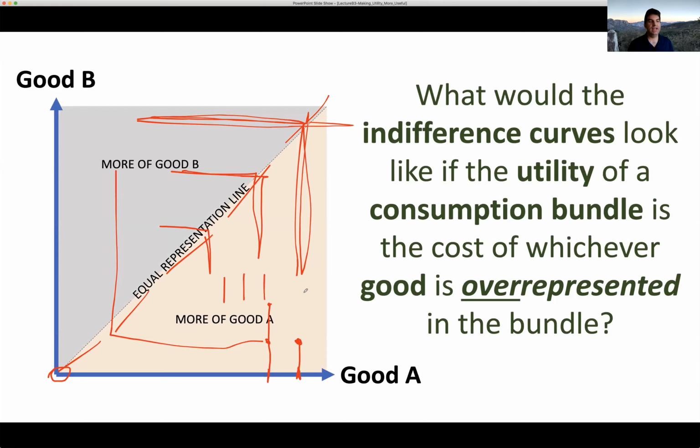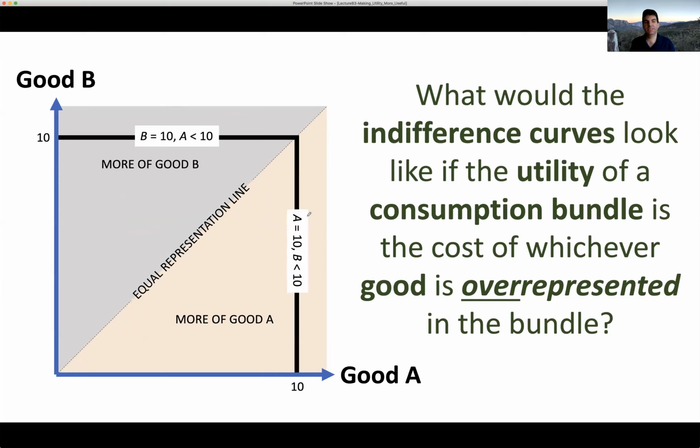But then up here, with more of good B, if I picked a bundle here, its utility is based on how much B is in it. A bundle here, its utility is based on how much of B is in it. So it gives me the hint that over here, all of my indifference curves are going to be horizontal. That is exactly what it sounds like was suggested by this answer. And so I agree. I would say that the indifference curves here would look like concentric squares. I love that term. They're like circles made of squares that are radiating out from the origin. And so this indifference curve, I would say, is an indifference curve of value 10.